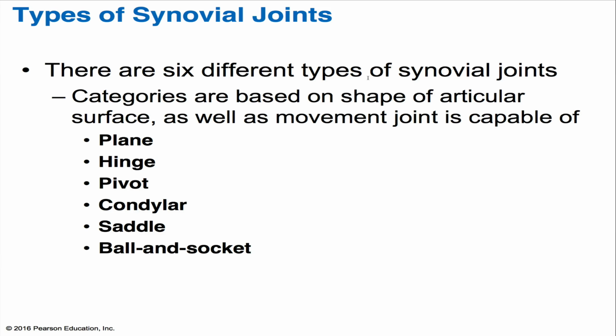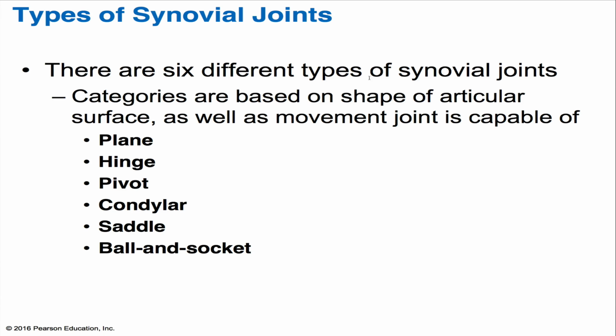Now, there are 6 different types of synovial joints, and they're categorized based on the shape of the articular surface as well as the movement the joint is capable of. Now, in plane joints, the articular surfaces are essentially flat, and they allow only a short non-axial gliding movement to occur. Examples of gliding joints we looked at a little bit earlier are the intercarpal and intertarsal joints.